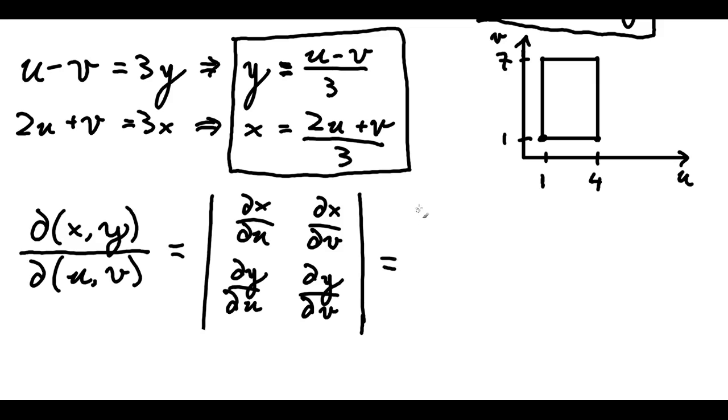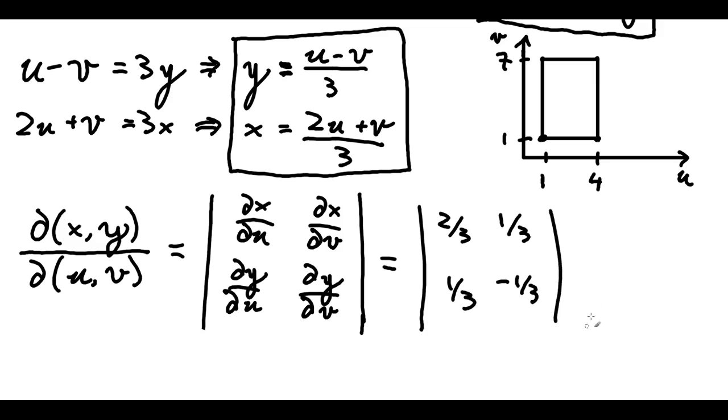But let's look at what we have here. The partial of x by u, looking at our expression here, x is defined as a function of u and v. If we hold v constant and take that partial derivative, we have 2/3 as the partial of x by u. Partial of x by v looks like 1/3. The partial of y by u is 1/3, and the partial of y by v is negative 1/3. So now we have this 2 by 2 determinant.